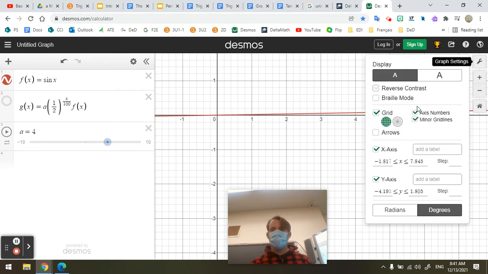So I need to change my scale so that we see at least one full period of the sine wave graph. So what will be the period length? What's the period of sine? How long does it take a sine wave graph to repeat one cycle? I'll give you a hint.